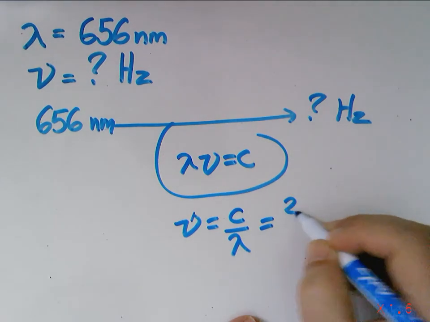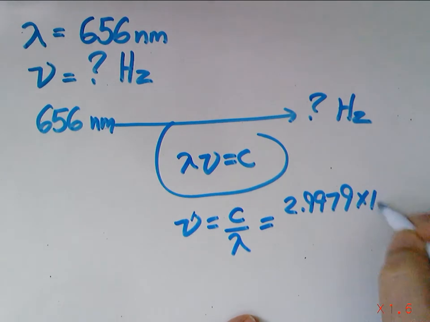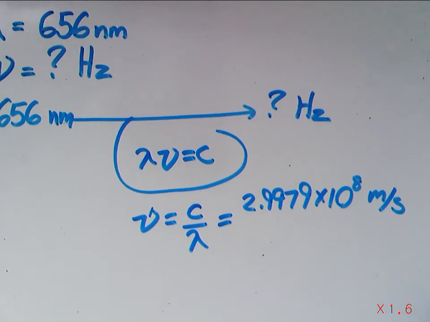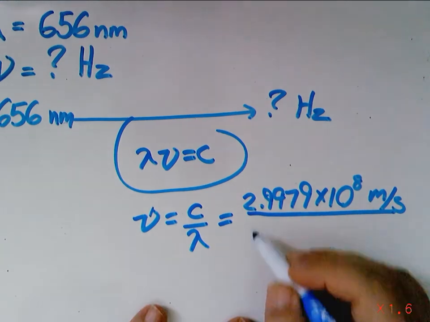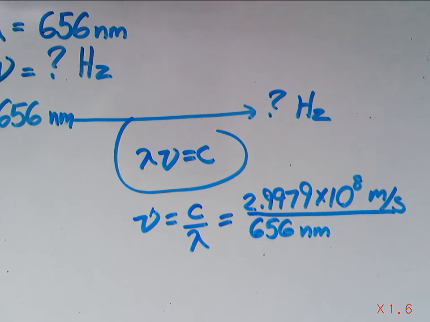Now, to get the answer, I have to plug in the numbers. Speed of light I have to look up. You don't have to remember this number. You'll always be able to look it up. But it's the speed of light. That's the c that goes on the top. Now how about the lambda? Okay, if I naively go and type this into my calculator, I will get the wrong answer. If I try to do 2.9979 E8 divided by 656, I'm not going to get the right answer. Can you spot what the problem is?